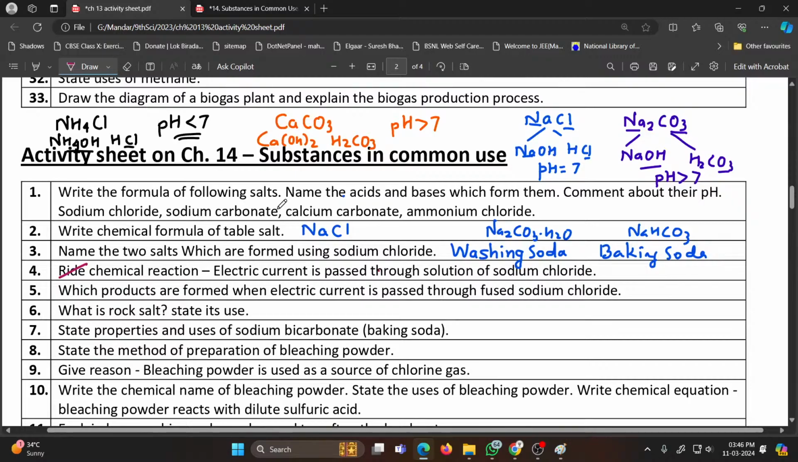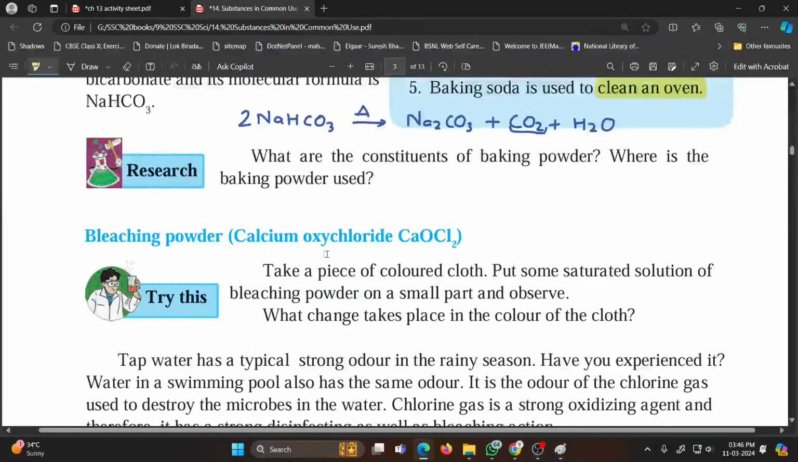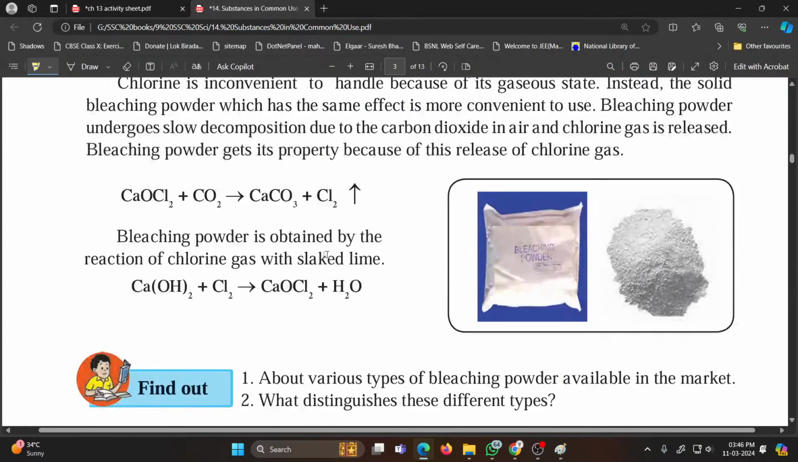State the method of preparation of bleaching powder. Bleaching powder is made from slaked lime. When chlorine gas is treated with the slaked lime, a substance called calcium oxychloride, CaOCl2, is formed, which we call bleaching powder.